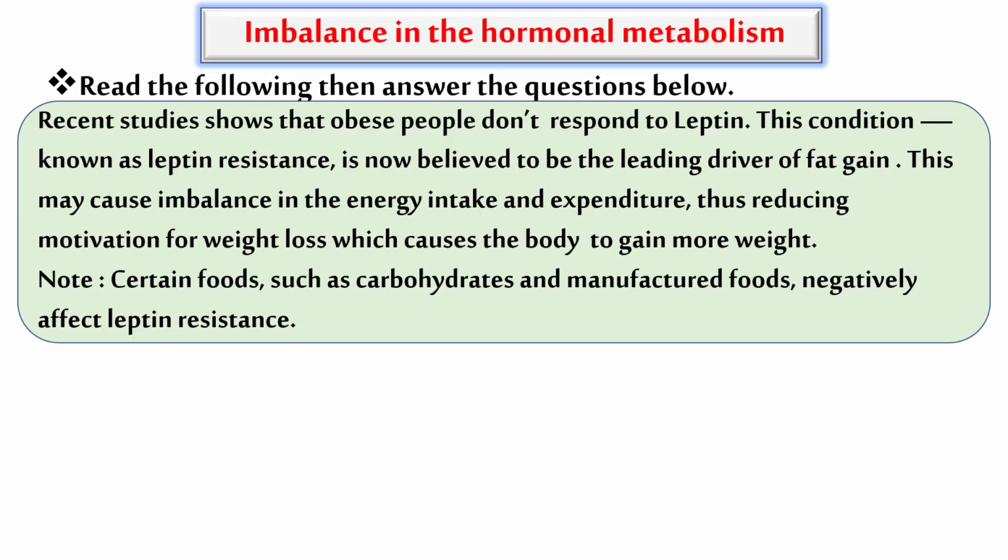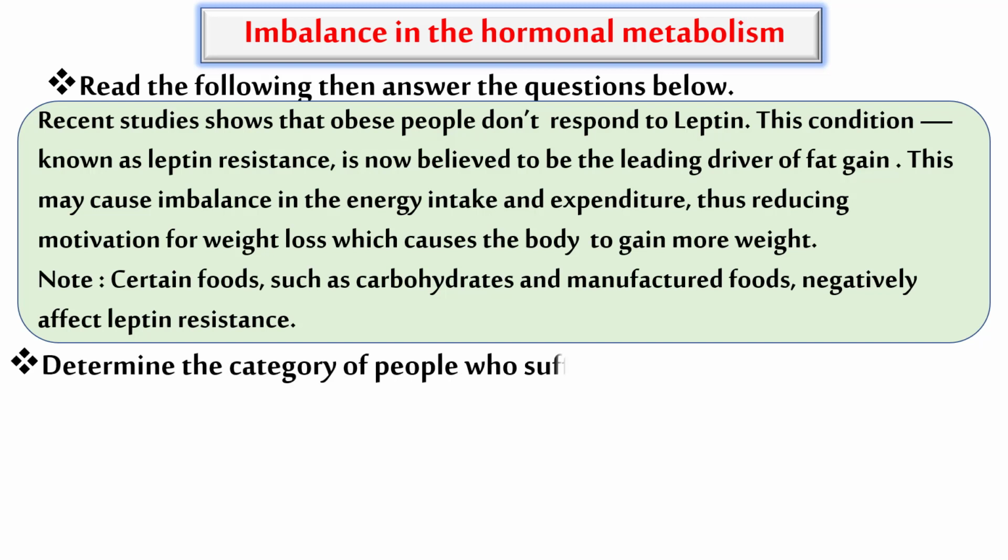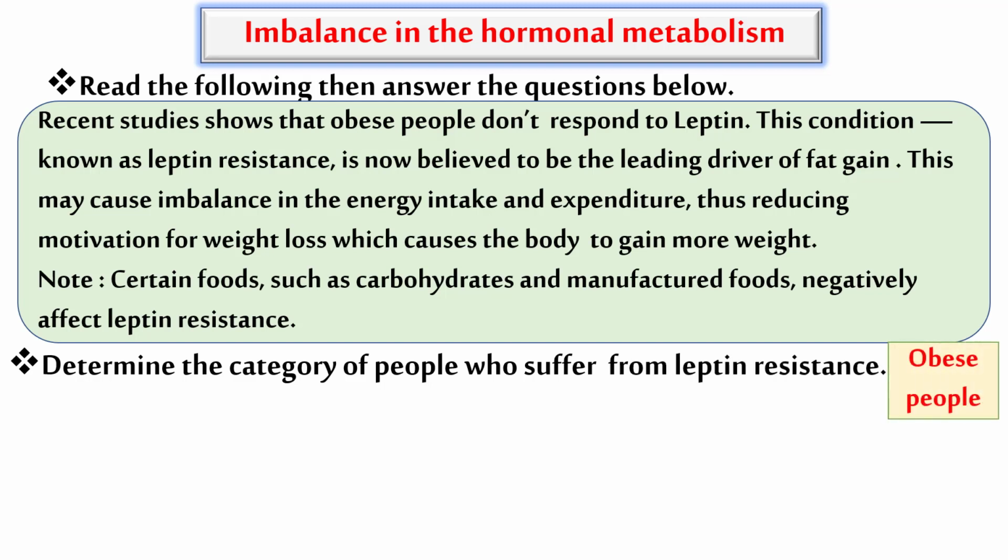Let's now read the following paragraph, then answer the questions below. First question. Determine the category of people who suffer from leptin resistance. Obese people. People who are obese have a lot of fats in their body. Because fat cells produce leptin in proportion to their size, people who are obese also have very high levels of leptin, but their brains are not getting the signal to stop eating. This can result in weight gain that is difficult to lose.